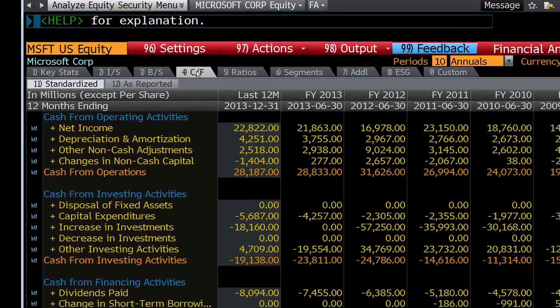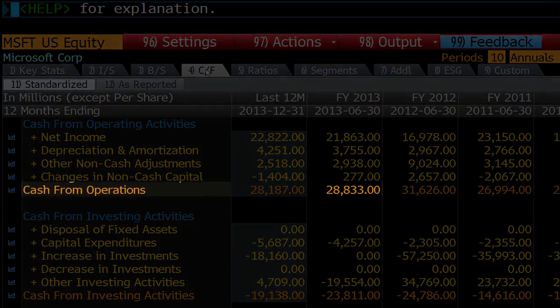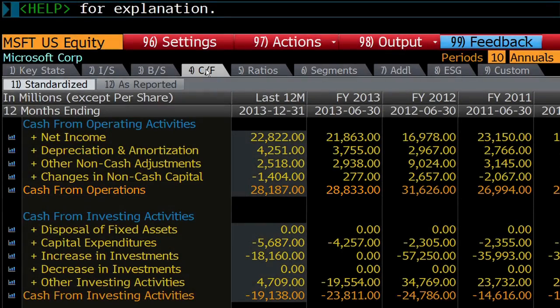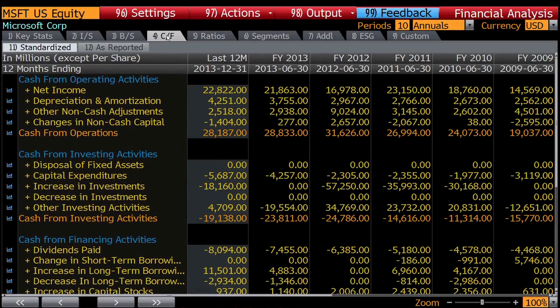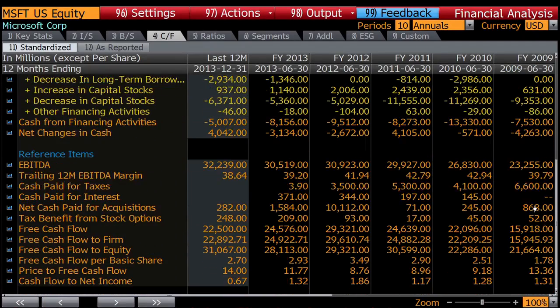And right away, up top, you see cash flow from operations in fiscal year 2013 of $28.833 billion. Just below that, we can find our capital expenditures from cash flow from investing activities, the $4.25 billion. So that's how we would calculate the free cash flow. Of course, Bloomberg does this for us. If we scroll all the way down to the cash flow statement here, we see free cash flow, which I've highlighted here, $24.56 billion.